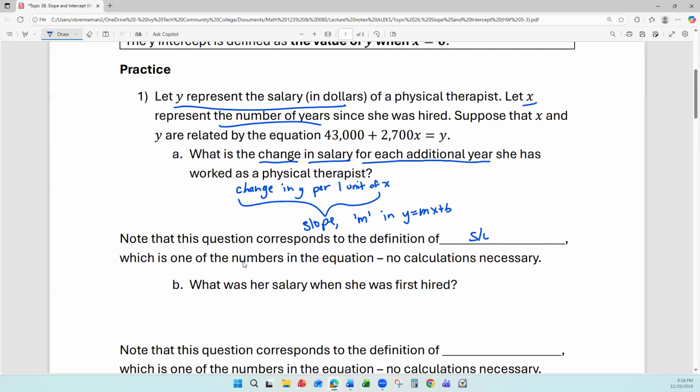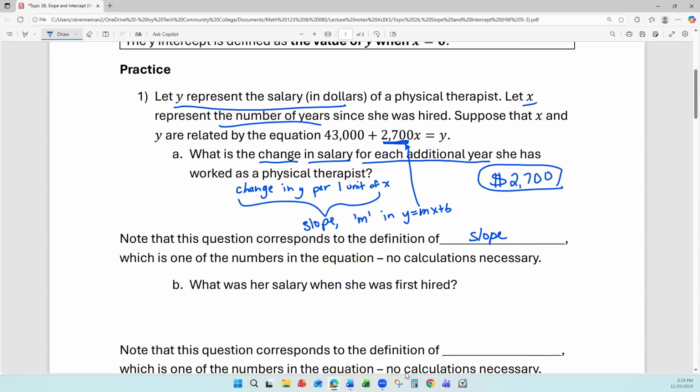So whether you're asked for this by it asking what is the slope, or it asks in this form where it is the definition of slope, you recognize that's what it's asking for. That tells you that it is this number next to the x in the equation. It's asking for that change value. So $2,700 would be the answer there. No calculation needed, just identifying the right piece of the equation.